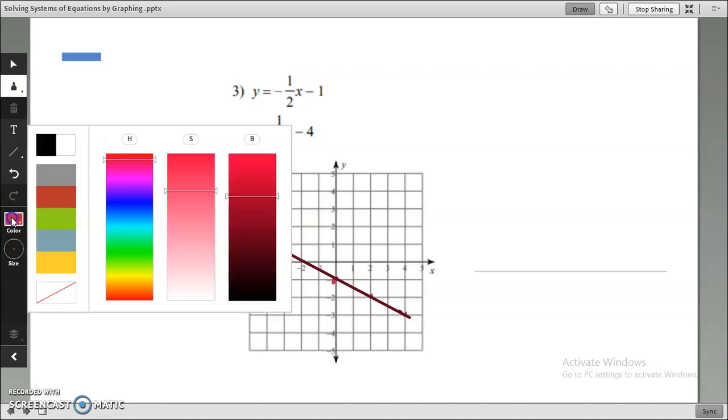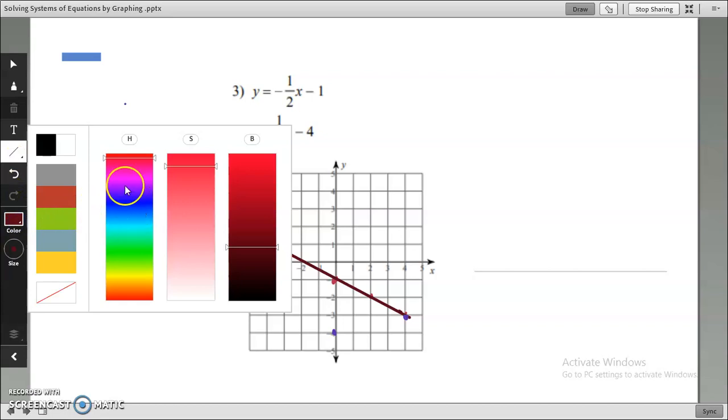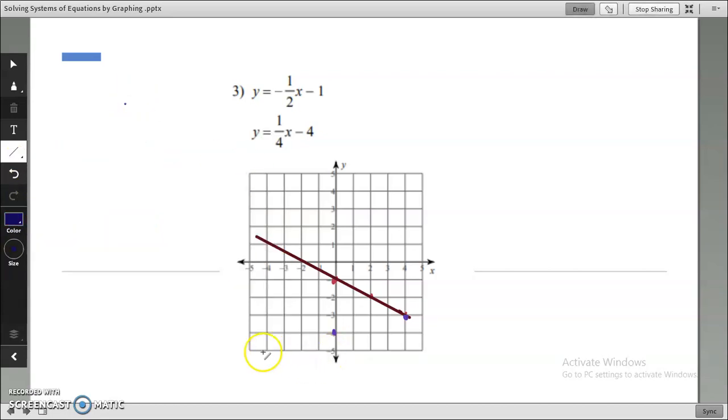Then I'm going to do the next one. Start at -4. And I'm going to go up 1 over 4. And I can't do it anymore. So I'm going to do my line. And I don't really need to because it looks like I cross right there. Not really a good line, but it looks like it's crossing here at 4, -3.